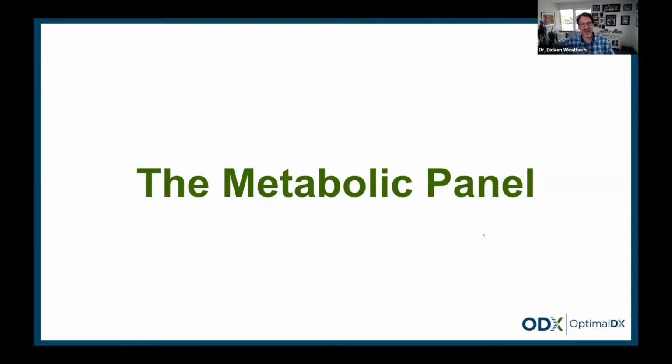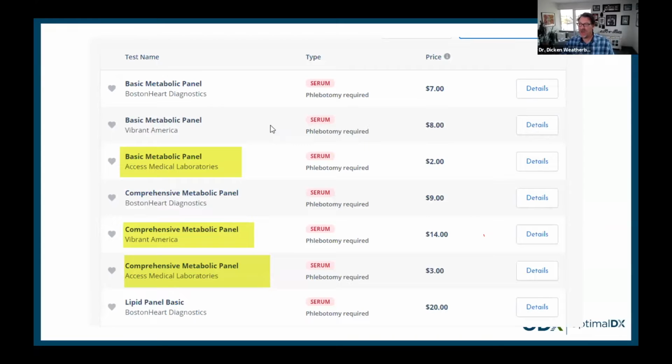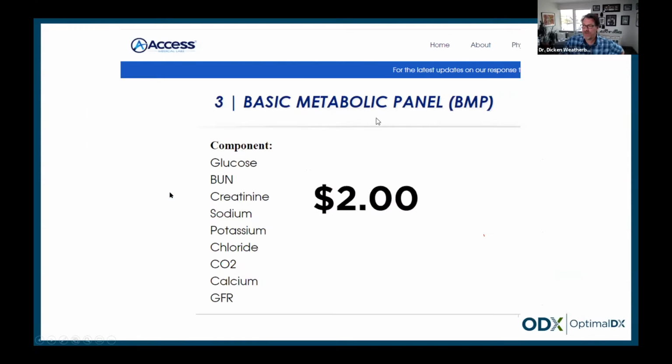Let's talk now about a metabolic panel. So there are a couple of different types of metabolic panels. There's the basic metabolic panel and the comprehensive. I would highly recommend that you focus mostly on the comprehensive. And again, this is $14. I mean, this is an extraordinary amount of information that you're going to get for a very small spend for your patients. So this is Access's basic metabolic panel.